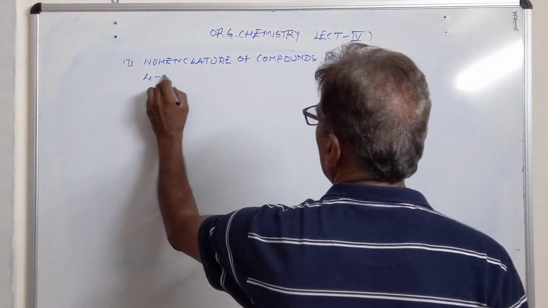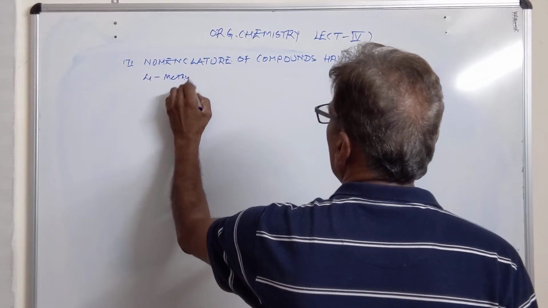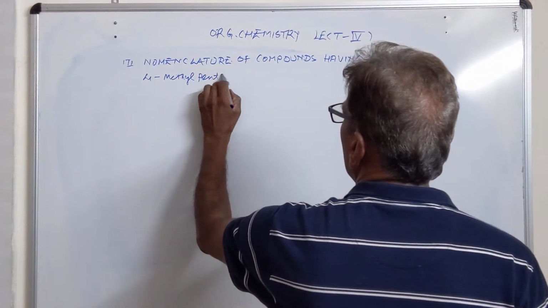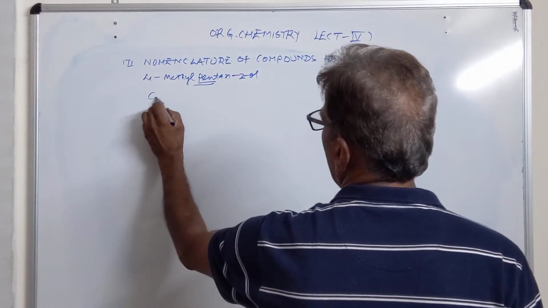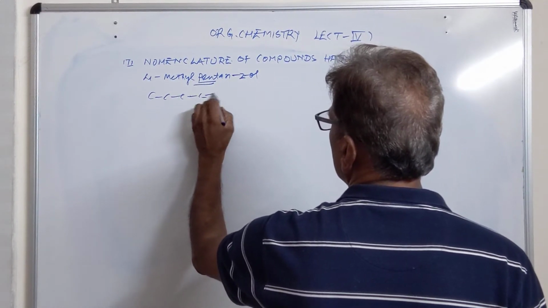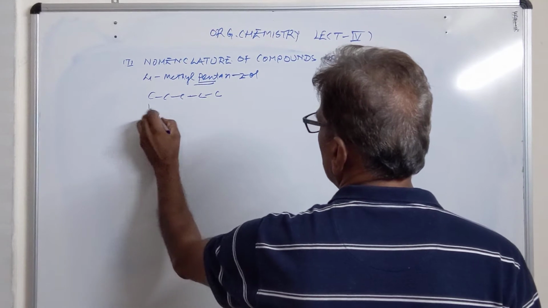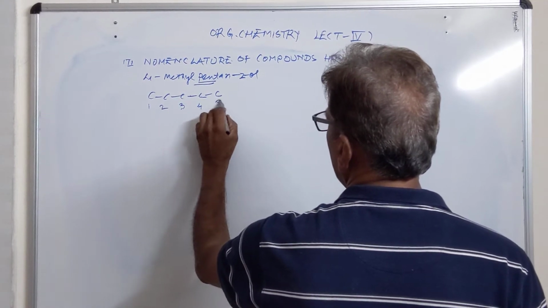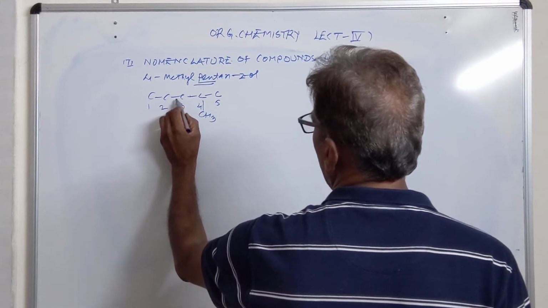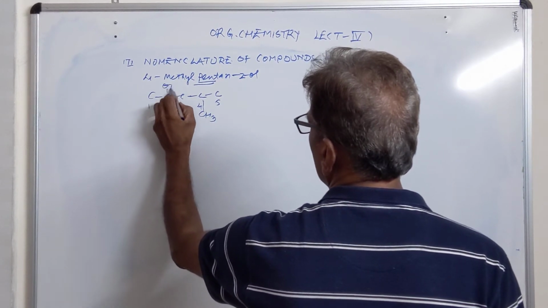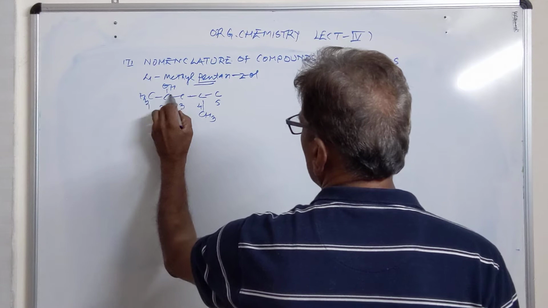4-methylpentan-2-ol. So its word root is a 5 carbon chain, numbered from any side, 4-methylpentan-2-ol. So this is the structure of the compound.